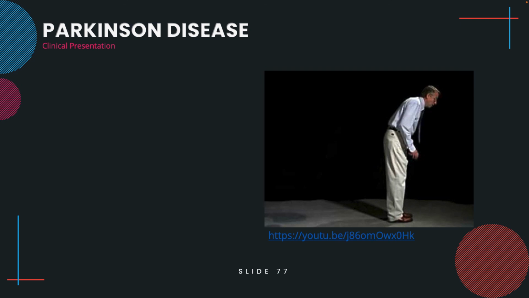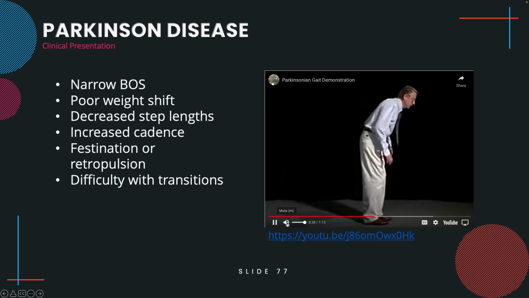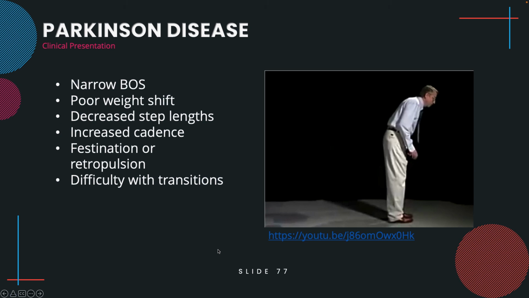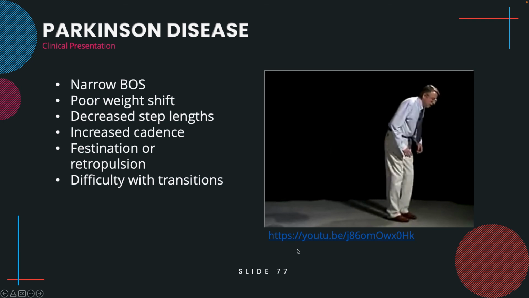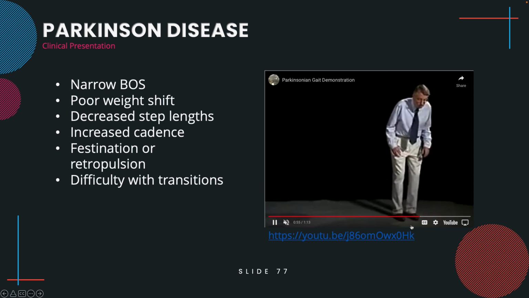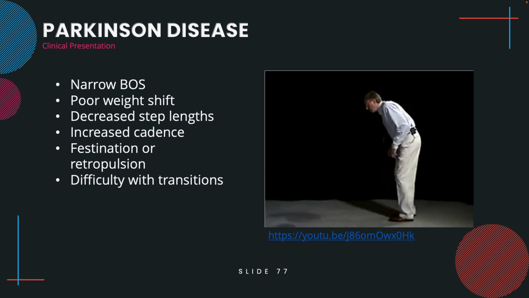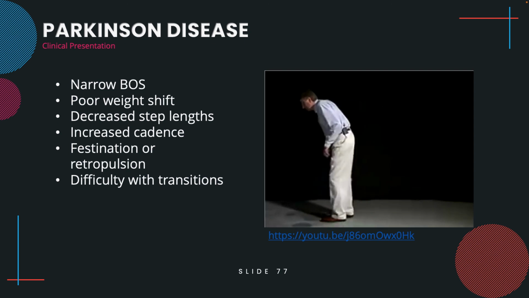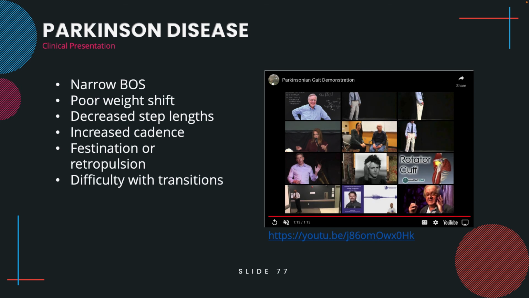So if we look at somebody with Parkinson's disease, common things that we'll see are a narrow base of support, poor weight shift from side to side, and decreased step lengths. You'll see an increased cadence, so faster stepping with decreased step length bilaterally. It's common that they will retropulse backwards, and they also have difficulty with transitions. Like going through a doorway, they'll have difficulty with that, and we may see them freeze.